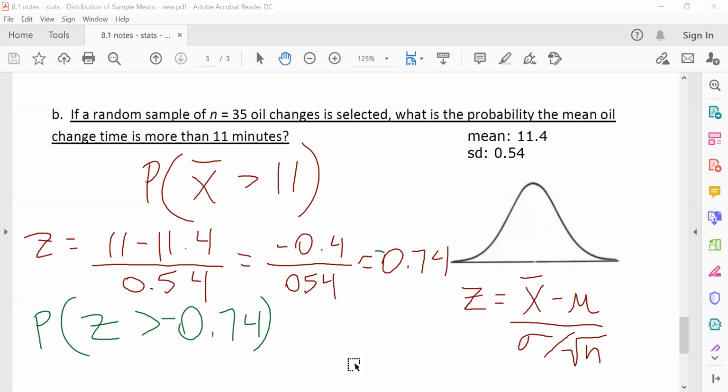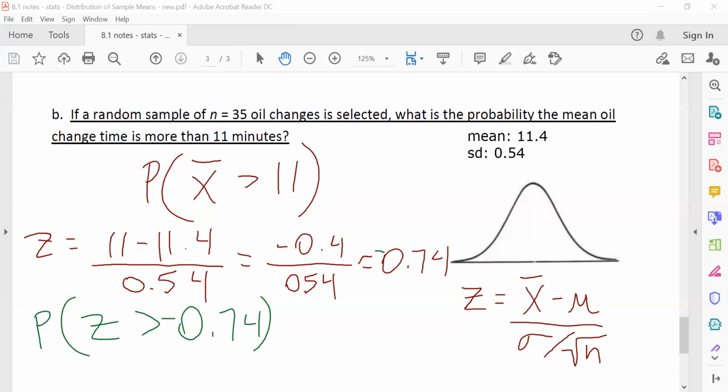Let's use a different one. This one's bad. Me no like it. 0.2296. Okay, so this is a better z-table.